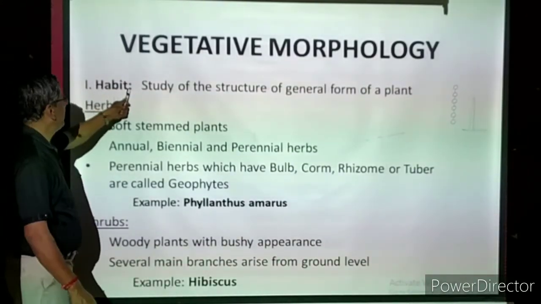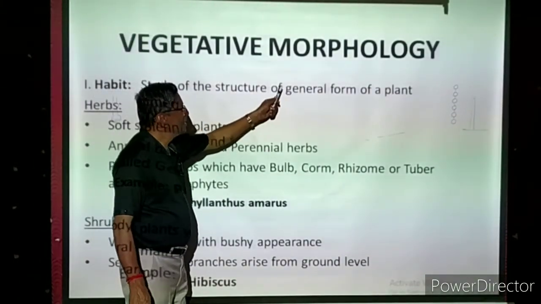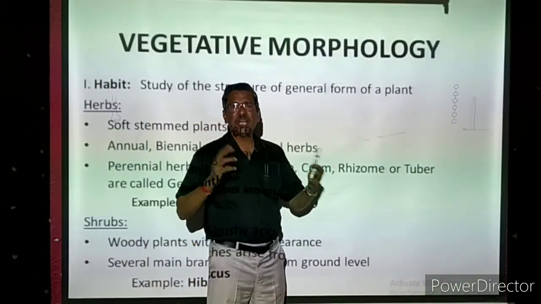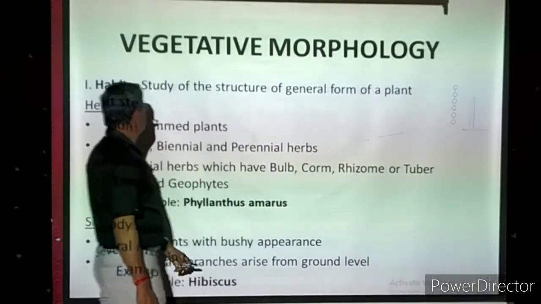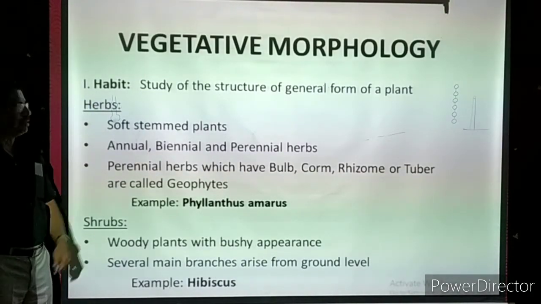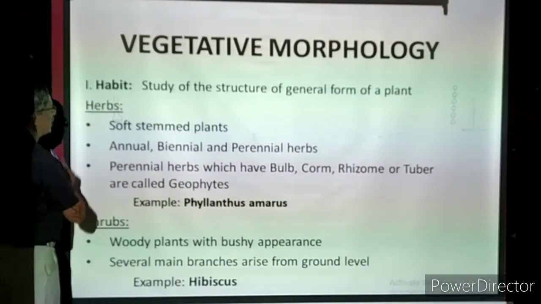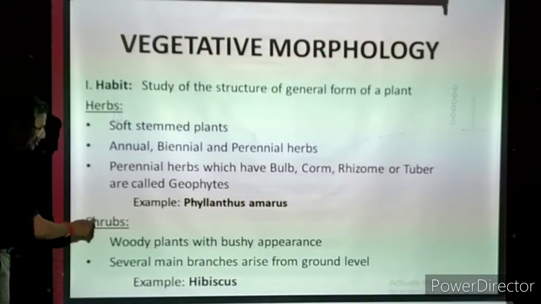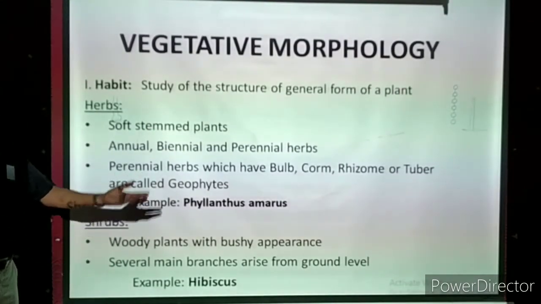Now we can say, what is the definition for habit? It is the study of structure of general form. What is the shape? What is the size? What is the structure, like that form of a plant? General structure, general form of a plant, that is called a habit. So based on the habit, we can classify the plants into herbs, shrubs, and the next one, trees. Three groups are present, herbs, shrubs, trees, that is the common name, what we can see.